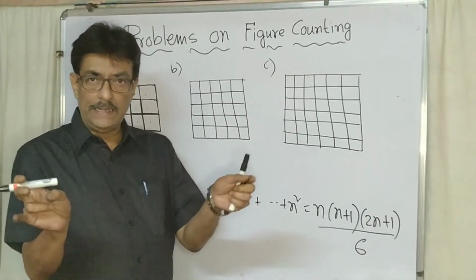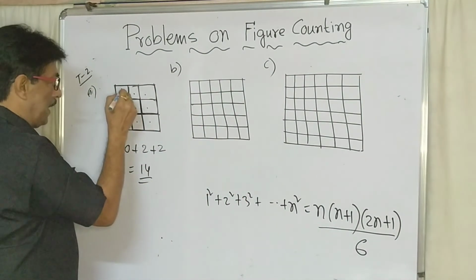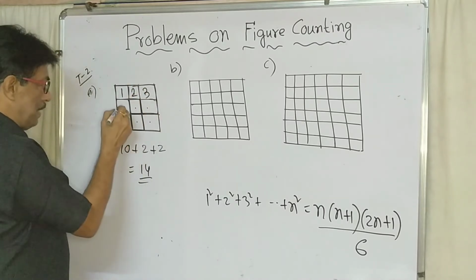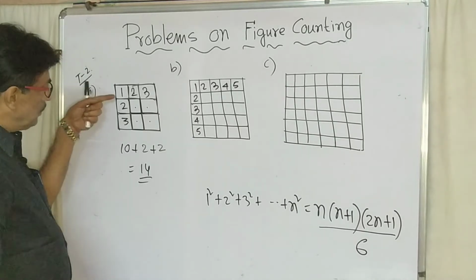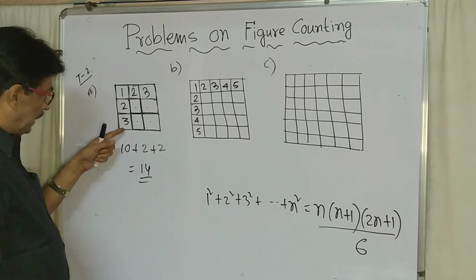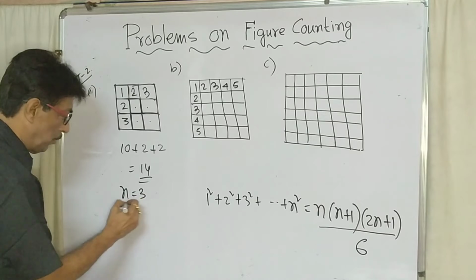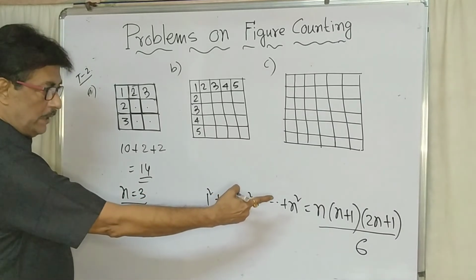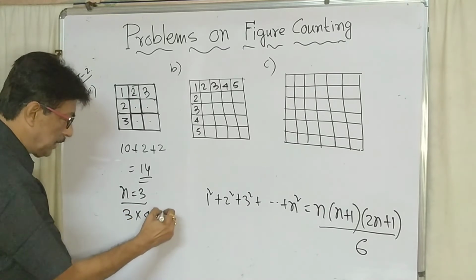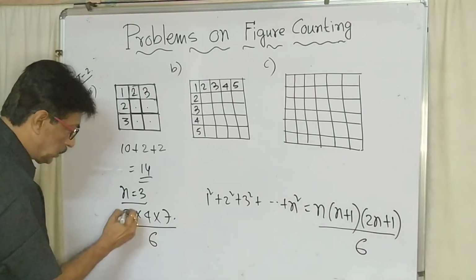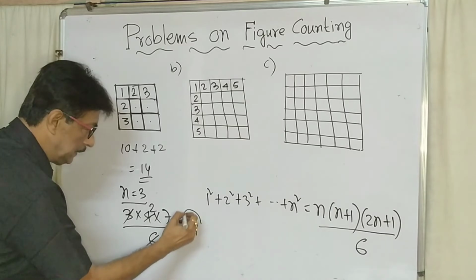In the chessboard, the horizontal lines are 8 and the vertical lines are 8. First, I number horizontally 1, then 2, then 3, and vertically 1, 2 and 3. You can use this formula if the maximum number in the horizontal line and the maximum number in the vertical line are the same. This is 3, this is 3, so we can put n equal to 3 in the formula n into n plus 1 into 2n plus 1 by 6. 3 plus 1 is 4, 2 into 3 plus 1 is 7, by 6. Cancel, so your result is 14.